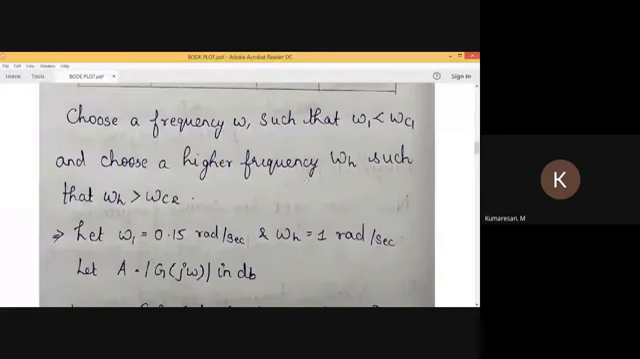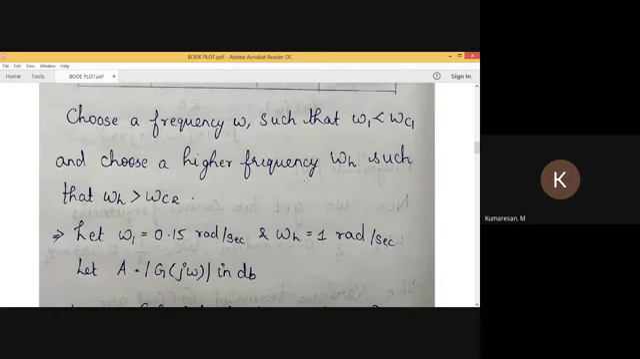Let me choose the lesser corner frequency 0.25. So below 0.25 we can take 0.15 radian per second. Okay, 0.15 radian per second. The higher frequency we got is 0.33. So from the higher frequency we have to choose a value greater than it, which is 1 radian per second.